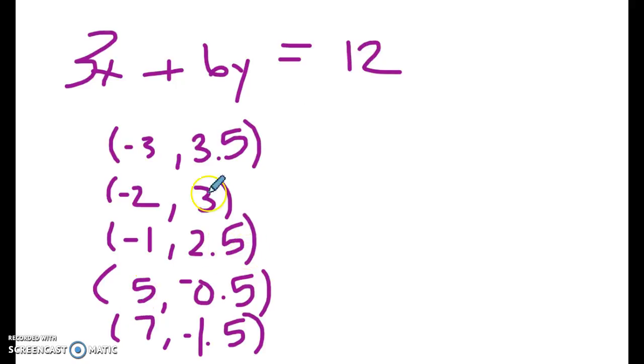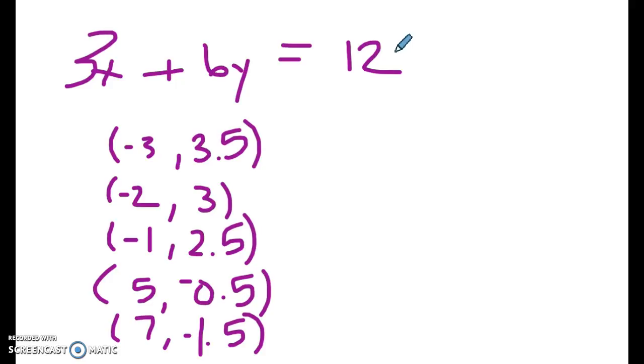5 times 3 is 15. When you subtract 12 minus 15, it's going to be negative 3. And then you're dividing 6 into 3. So it's going to be negative a half. 7 times 3 is 21. 12 minus 21, is that negative 9? So 6y equals negative 9. And then you're going to have to divide by 6, which is negative 1.5.